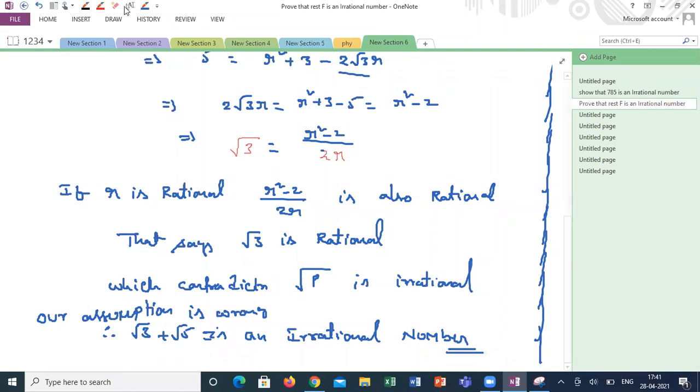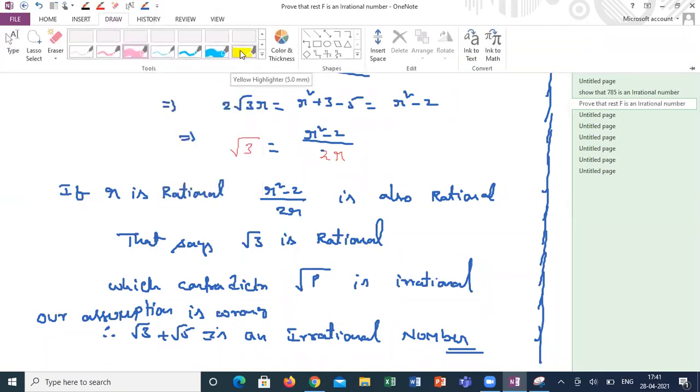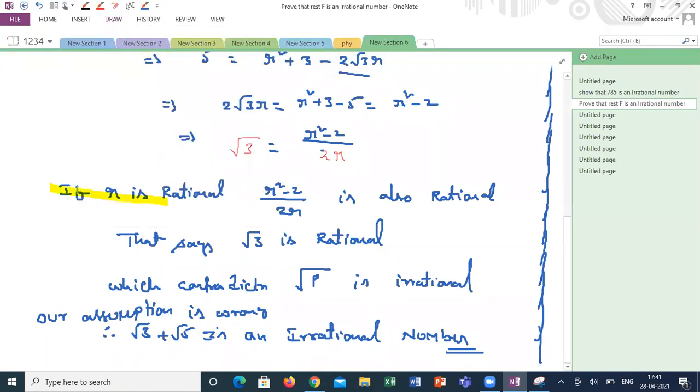Yes, sir. So this statement, why I am mentioning it very clearly here, sorry guys, it's not a highlighter. Why do I write this statement? You have to give a conclusion that this is rational. How can I say it is rational? R is rational, so R square is also rational. 2 times R is also rational, and R square minus 2 is also rational, and the division of two rational numbers is also rational.